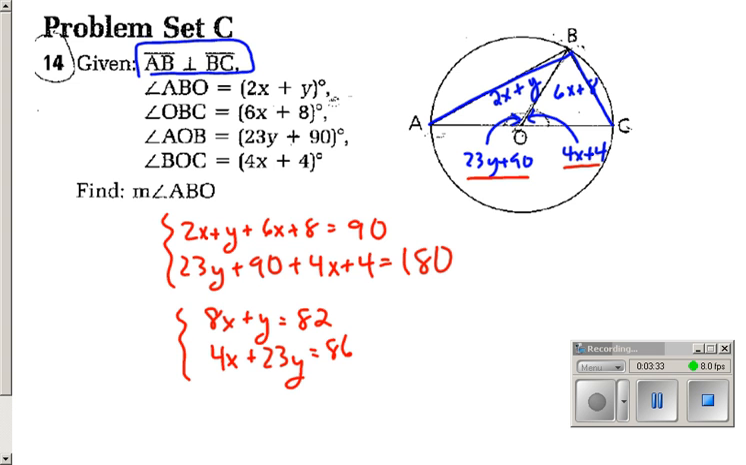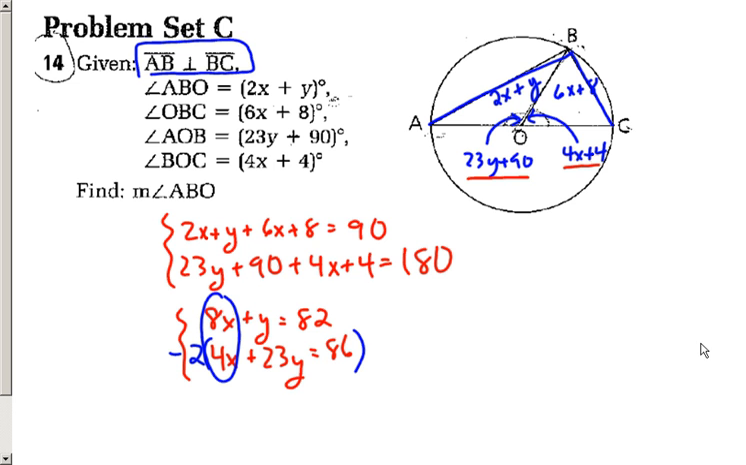All right, so at this point, I'm going to use elimination. I'm going to multiply this bottom equation by -2. That's going to allow me to cancel out these two x's. So my new equation, when I do that, becomes, well, the top equation didn't change. It's still 8x plus y. But the bottom equation is now going to be -8x, which is good because it's going to let me cancel out the x's, minus 46y equal to negative 172. 86 times 2, yeah, so negative 172.